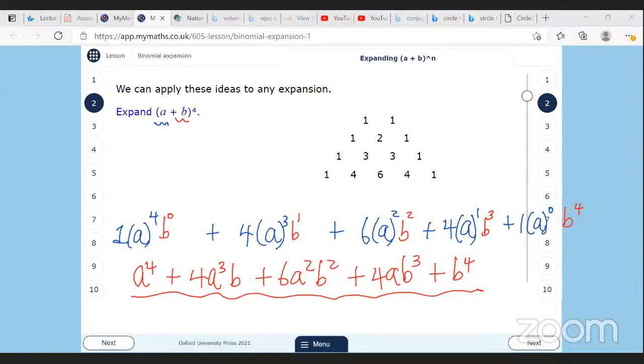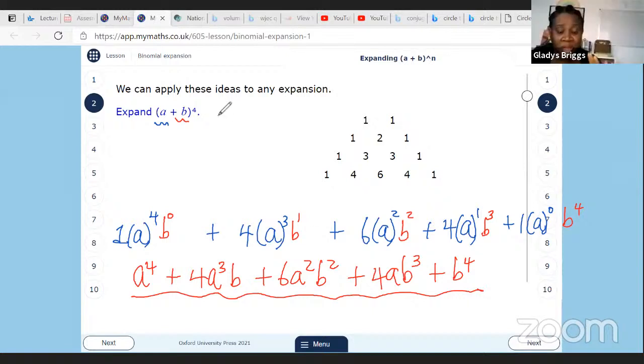Yes. I don't want to push it. So let's do another. Do for me x plus y to the power of 3.